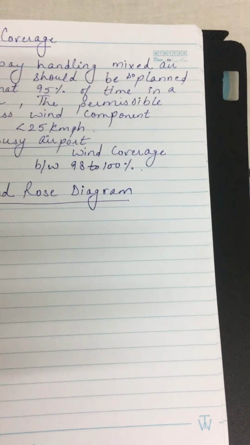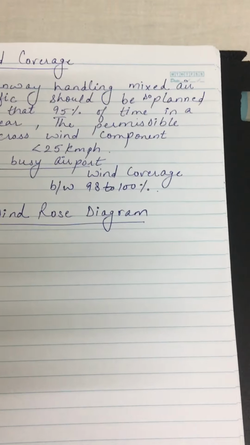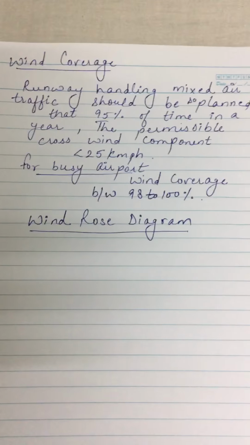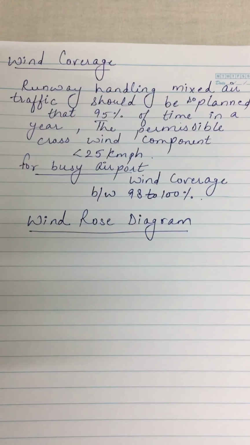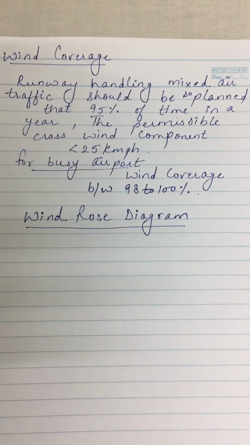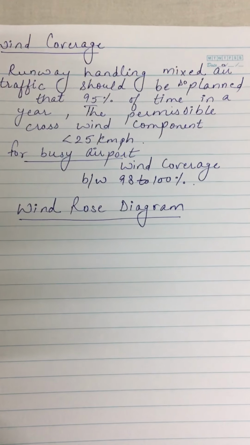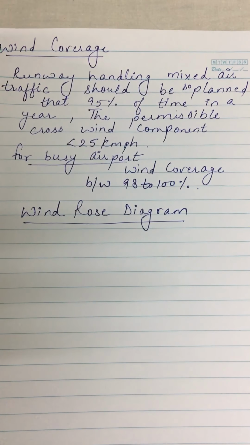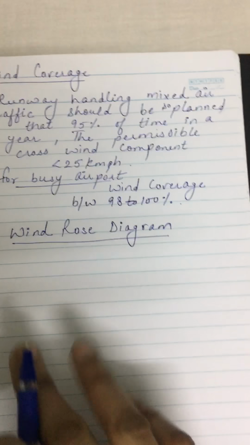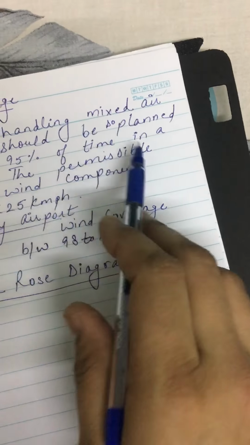And next is the wind coverage. What is wind coverage? Wind coverage means the percentage of time in a year during which the crosswind component remains within the limits. This is called the percentage of wind coverage.